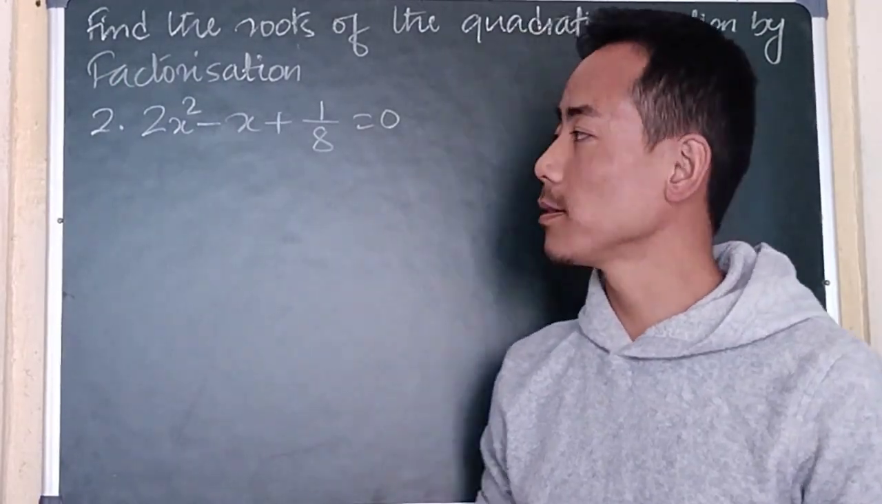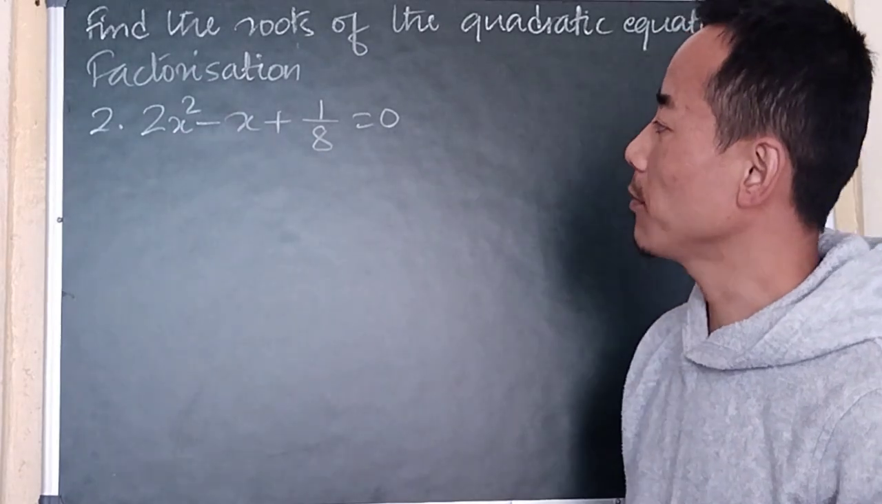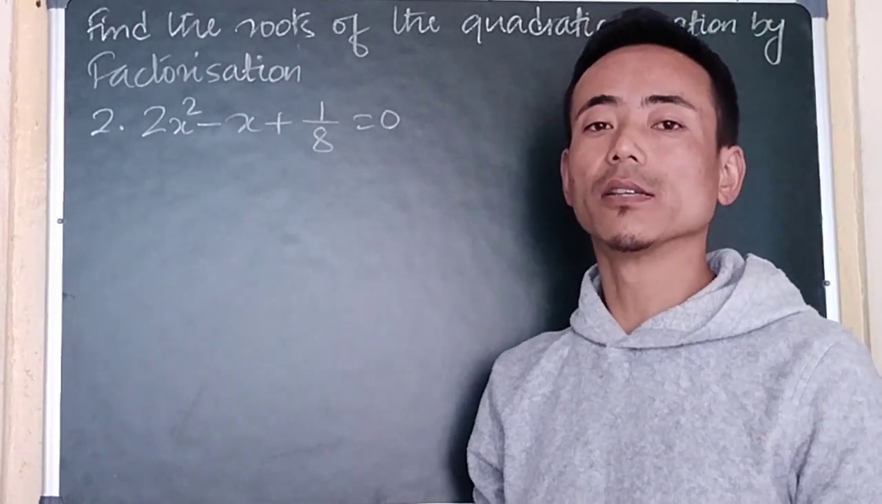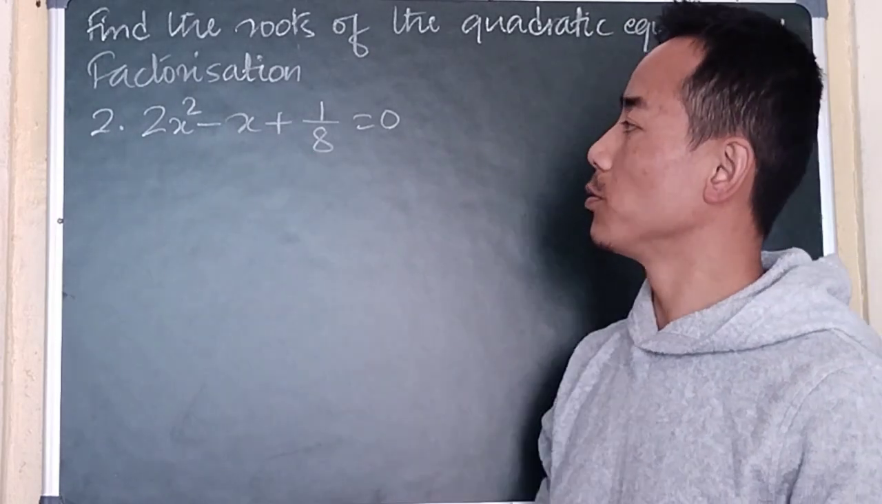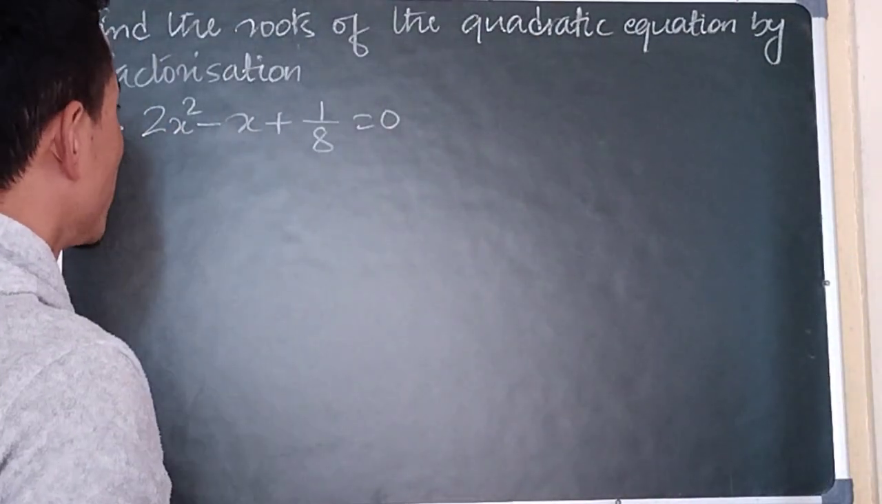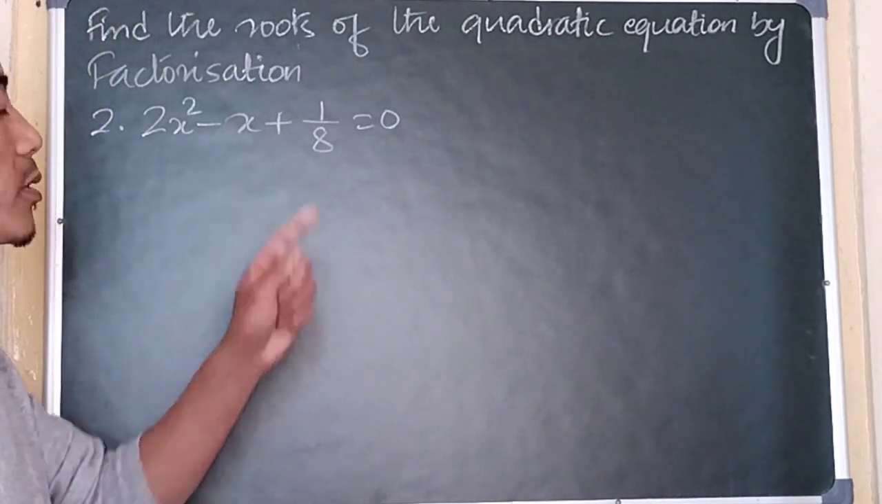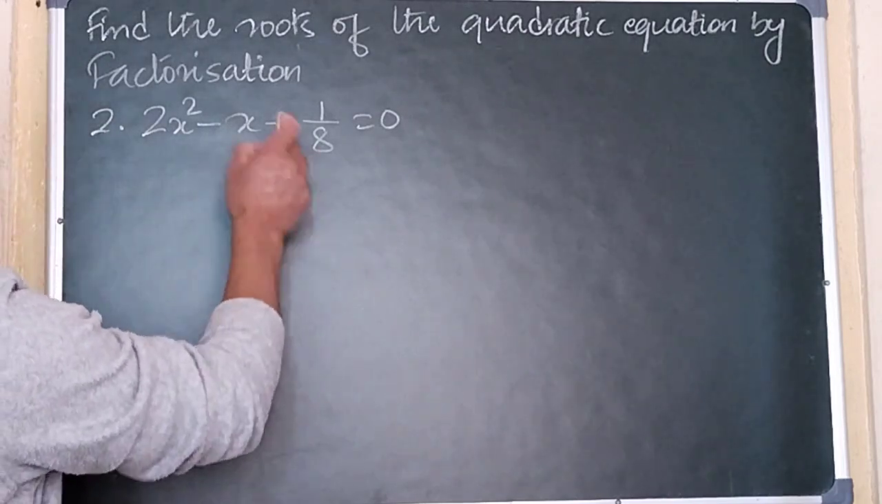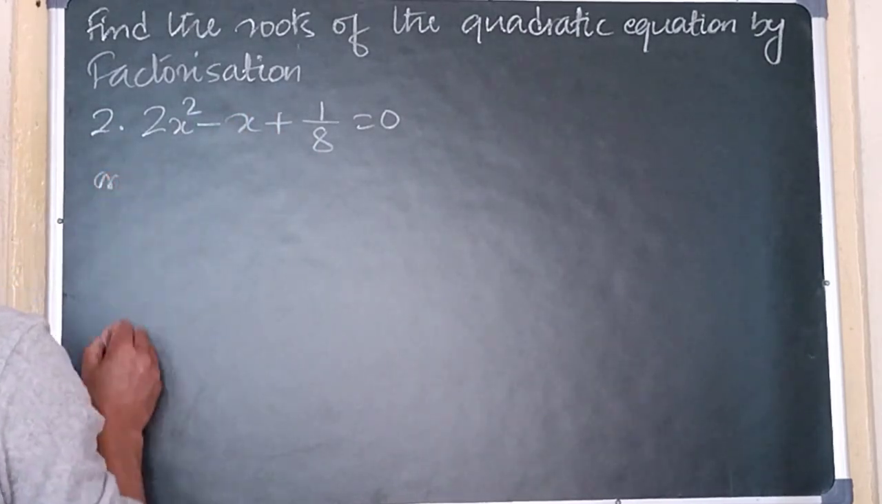Okay, now let's try the second equation. Here we have 2x squared minus x plus 1 divided by 8 is equal to 0. So we have to find the roots of this quadratic equation. For that, what we have to do is first take this equation in the form of ax squared plus bx plus c equals 0. So simplify this equation further so that it becomes easy.